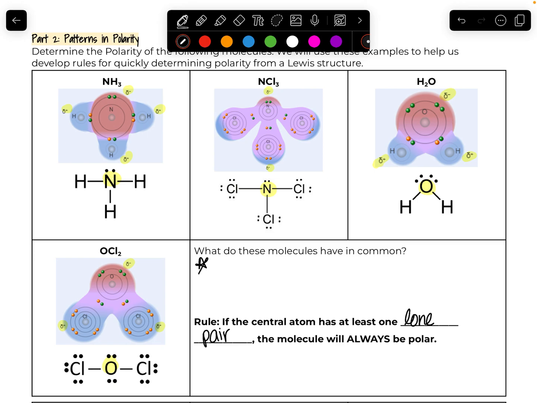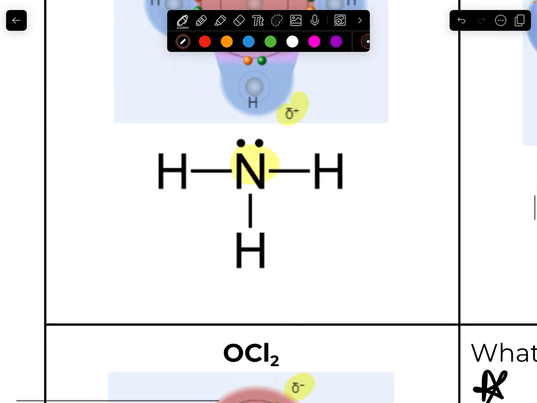Why? Because you've got free lone pairs. Those free lone pairs are just straight up negative charge floating around on that part of the molecule, pulling electron density in that direction, inducing that negative charge, which then will induce a positive charge on the other side of the molecule. So let's take a look at these geometries we have here.